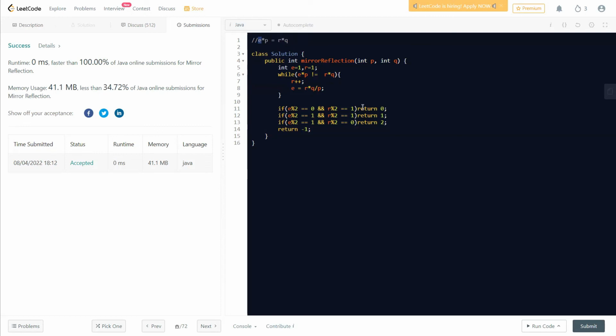Once we find them, we check which particular case E and R fall into. E is even and R is odd, result is 0. E is odd, R is odd, result is 1. E is odd and R is even, result is 2. And we write -1 at the end because all these are if cases, so our code will not run unless we return something, because that's the return type we have over here. So that's the basic result. That's how you see that this is a 0 millisecond solution.